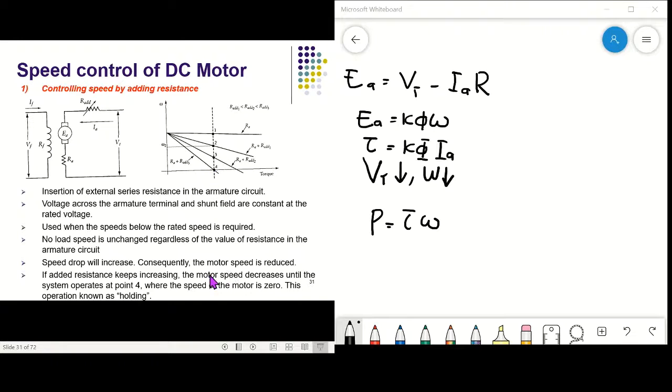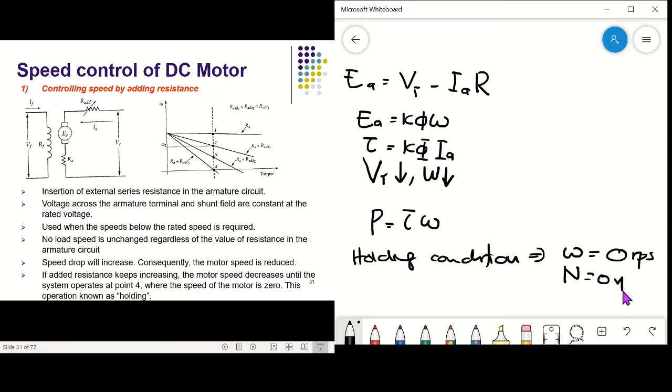This operation is known as holding condition. Means that kalau soalan tanya calculate the value of armature resistance at holding condition, kita tahu holding condition ni bila speed equal to 0, 0 RPM, or N equal to 0 RPM.